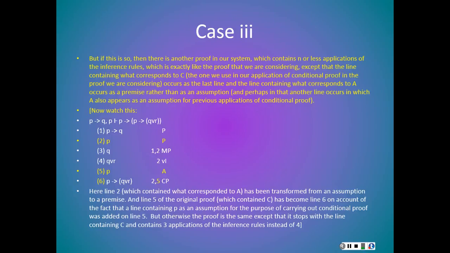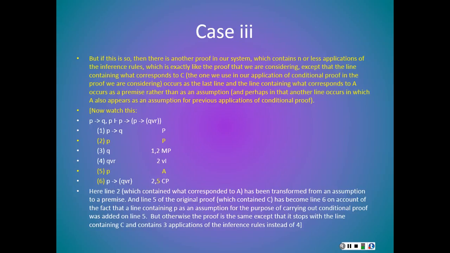And the reason it's become line 6 is on account of the fact that a line containing P as an assumption for the purposes of carrying out conditional proof was added on line 5. We had to add that assumption that occurs on line 5 in order to carry out the application of conditional proof that now occurs on line 6, because we turned the assumption on line 2 in the original proof into a premise, but conditional proof works with assumptions, not with premises.